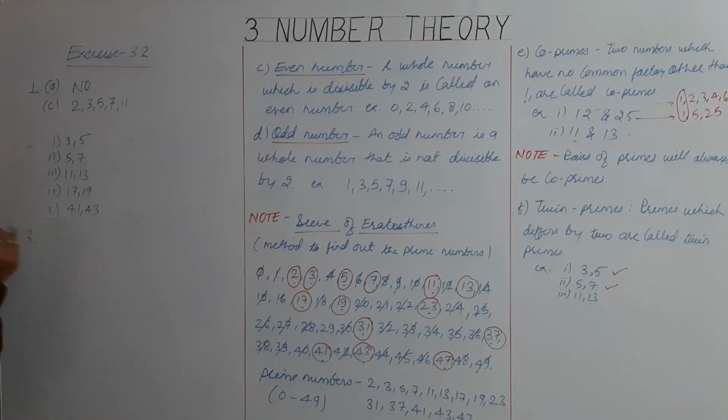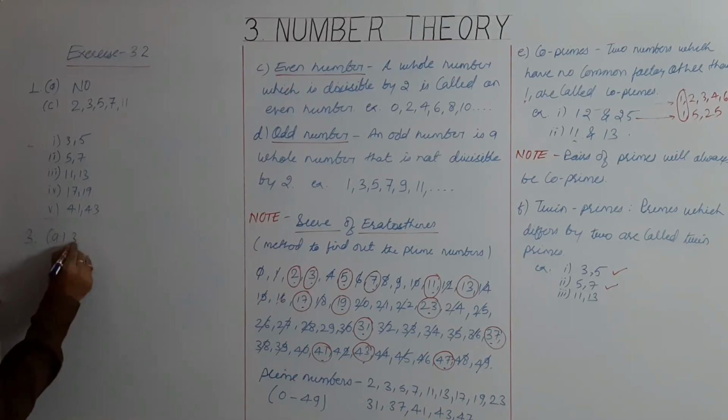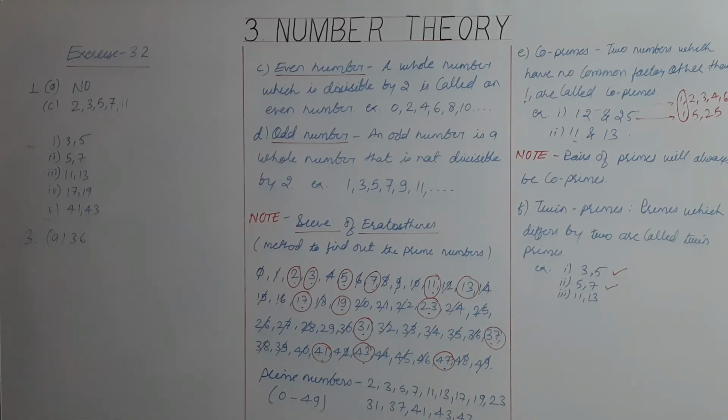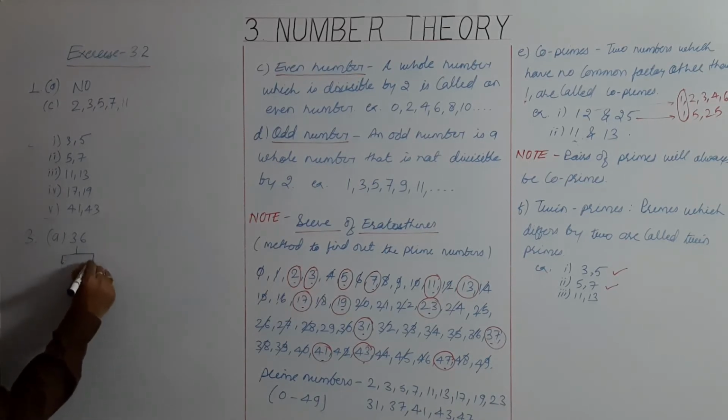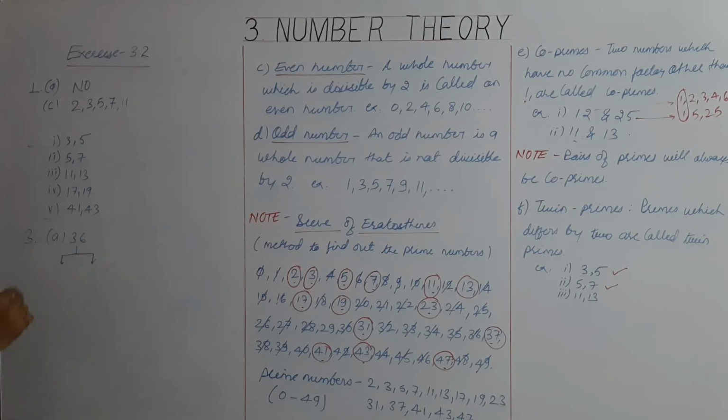Next, third question. Express the following as a sum of twin primes. The given number is 36. We have to express 36 as a sum of twin primes. So we have to write a pair of twin primes whose sum must be 36.